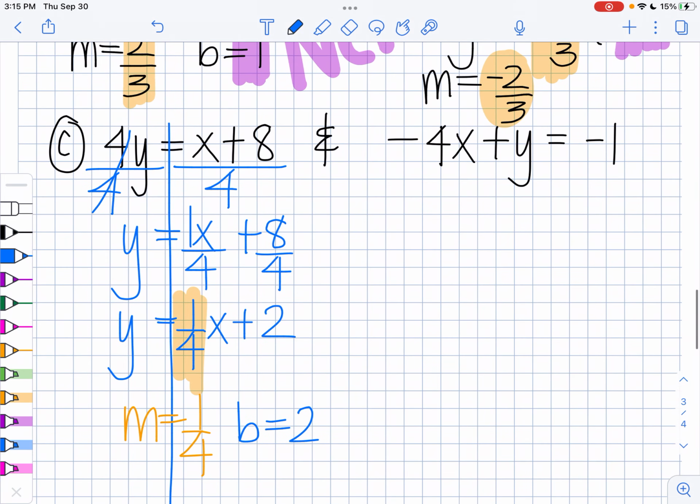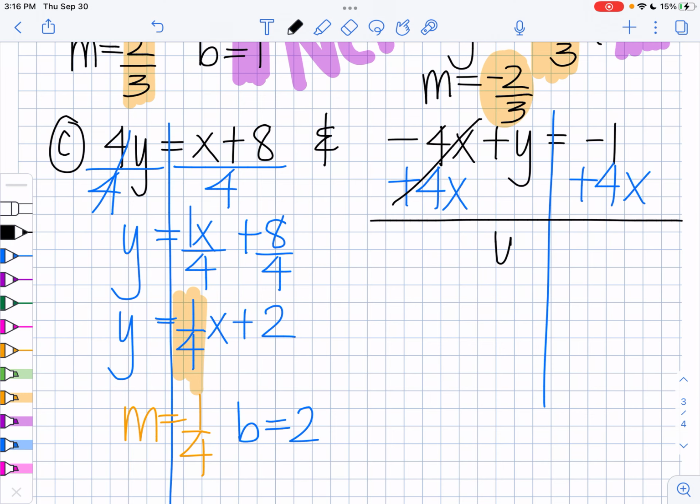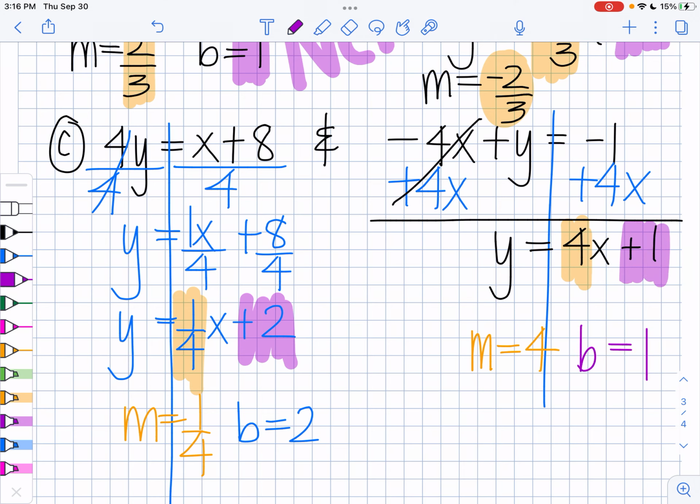All right, and I come over here. I need to solve for y on this side. I'm going to add 4x to both sides. Get y equals 4x plus 1. Okay, so now this one's solved for y. So here, my slope is equal to 4, and my y-intercept is equal to 1.